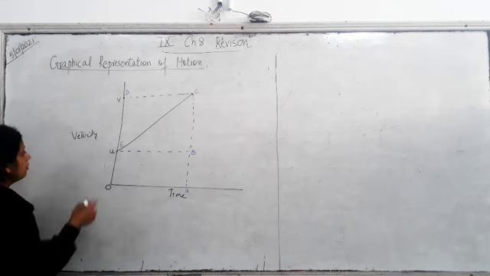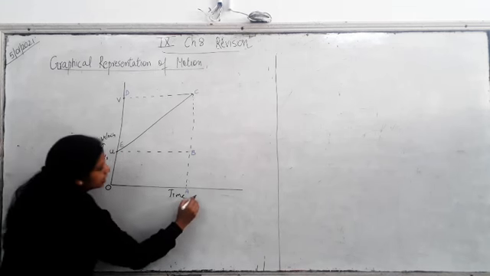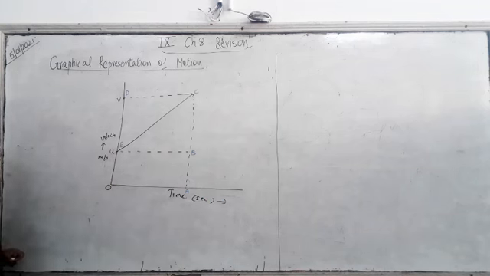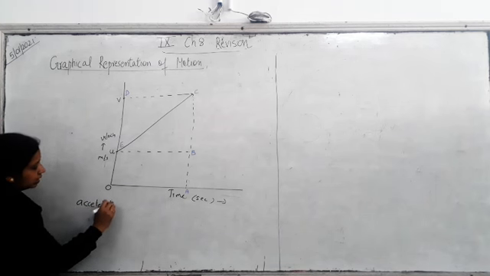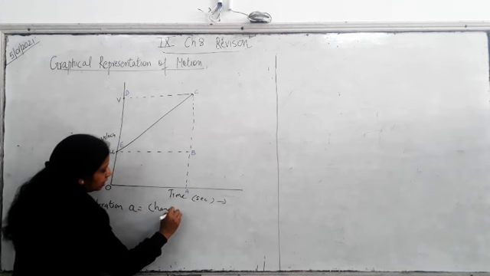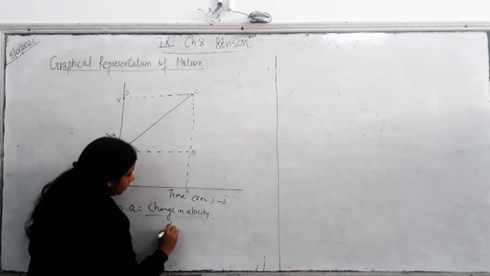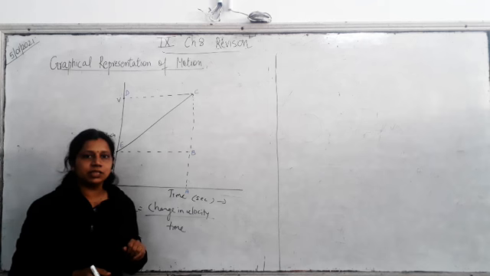What is the first equation of motion? If I write here, this is velocity in this direction, which is in meters per second, and this is time in seconds, increasing in this direction. So let's find out the first equation of motion. Now I know what acceleration is. So acceleration, that is A, is nothing but change in velocity divided by time, right? So if you see this graph, what is change in velocity?